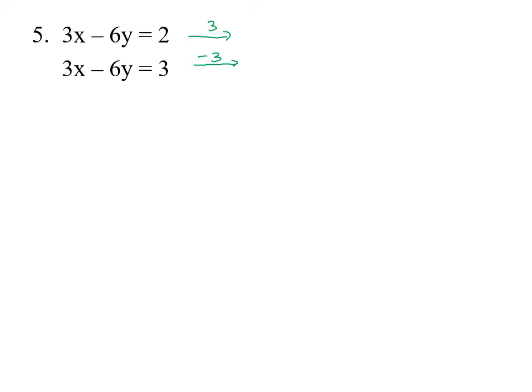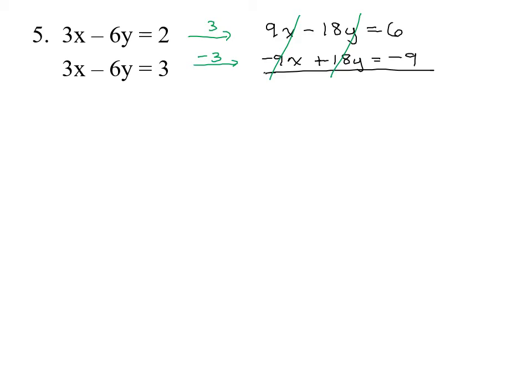So I'll end up with 3 times 3 is 9x, 6 times 3 is 18y, 3 times 2 is 6. Then I'll have a negative 9x, a positive 18y, and 3 times 3 is 9, so I get negative 9. What happens here is the x's cancel and the y's cancel, but the numbers don't cancel. So on the left side, I have nothing left. On the right side, I actually have negative 3 left. But 0 does not equal negative 3. This is your false statement again. And so this has no solution.